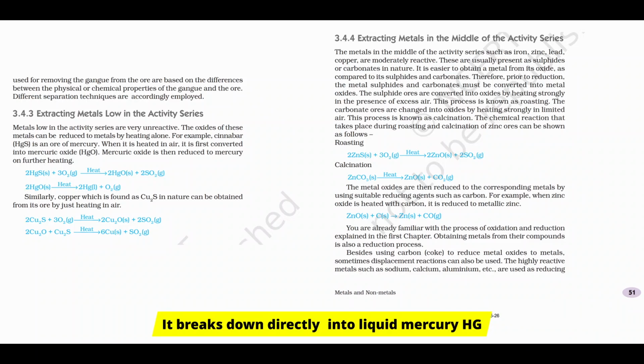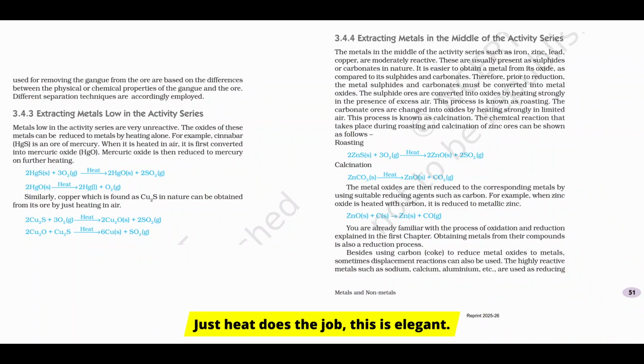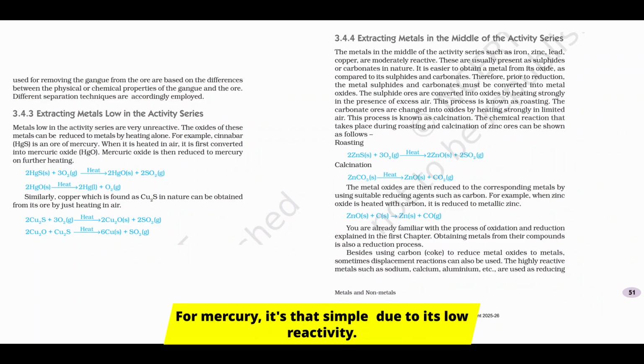It breaks down directly into liquid mercury, Hg, and oxygen gas. Reaction: 2HgO → 2Hg + O2. Just heat does the job. This is elegant. So heat the sulfide, it becomes oxide. Heat the oxide, it becomes metal. Exactly. For mercury, it's that simple due to its low reactivity.